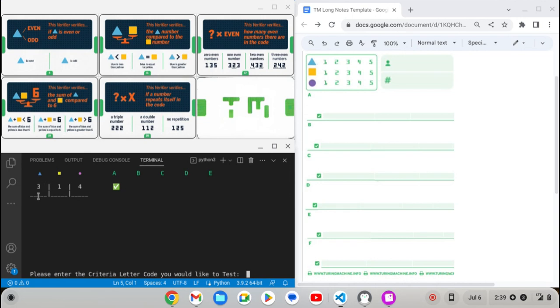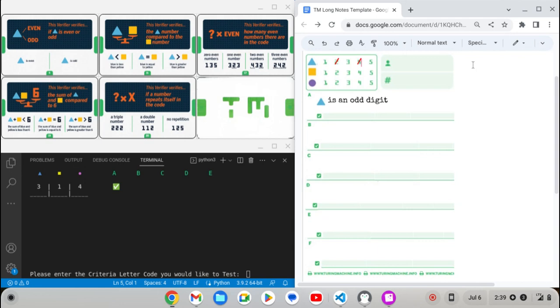Notice that I did choose an odd 3. So the Turing machine approves that it is an odd. Maybe not 3 per se, but at least we do know that triangle should be an odd digit. So we'll type in that triangle is an odd digit. And since it is odd, that means I can go ahead and cross out both evens, so cross out number 2 and number 4.